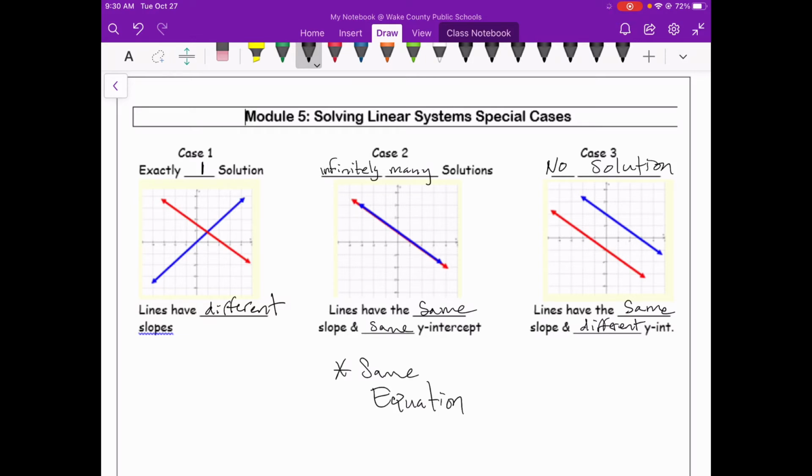All right, so we've got exactly one solution. That's when they cross once. We have infinitely many solutions. That's when they're right on top of each other and they share every single point. And then we have no solutions. That's the parallel scenario. All right, let's do a couple of examples together so you can see what this looks like when this shows up.